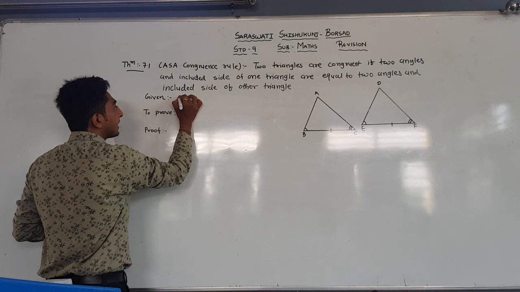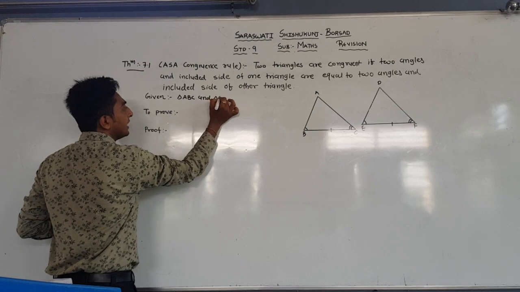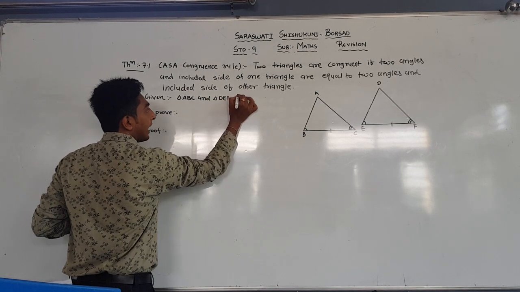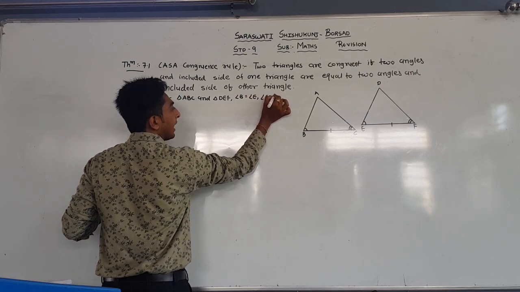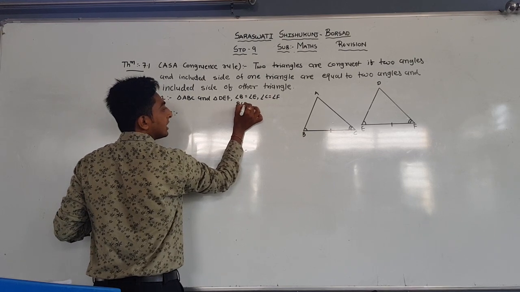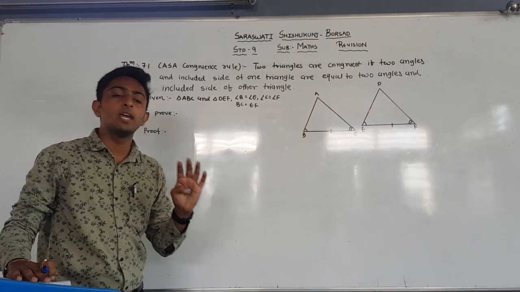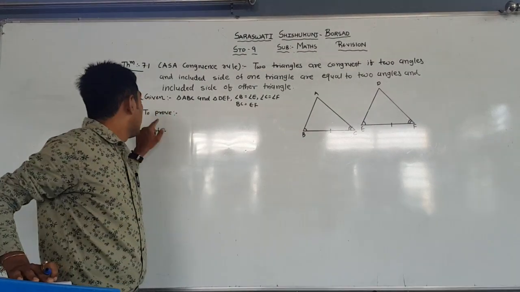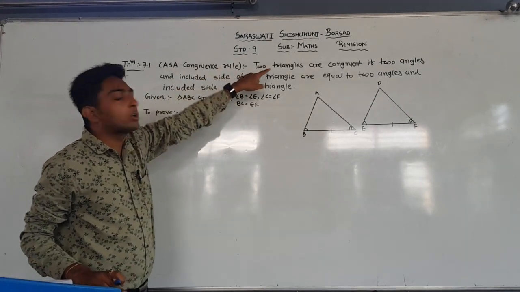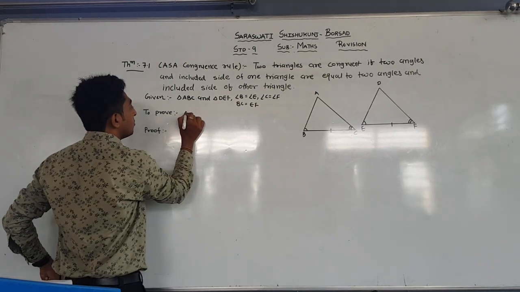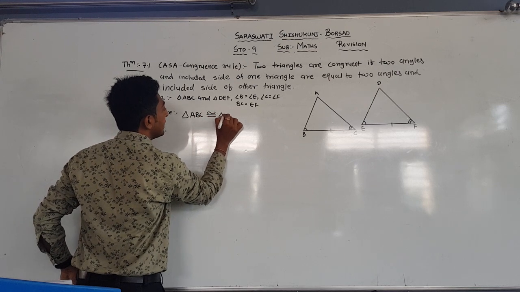What is given? We are given triangle ABC and triangle DEF. Angle B equal to angle E, angle C equal to angle F, and BC equal to EF. These three things are given in the statement. Now what we have to do? If these three things are equal, then our two triangles are congruent. That means I have to prove that triangle ABC is congruent to triangle DEF.